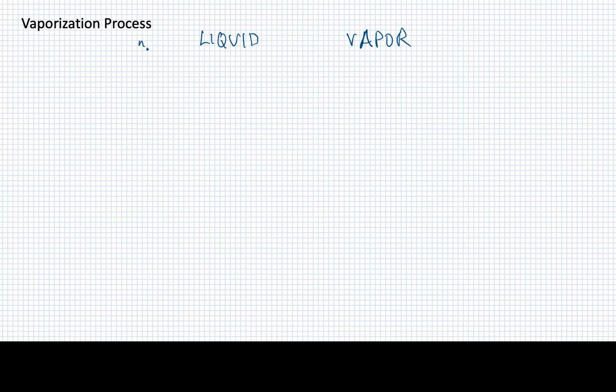I start off with N sub L moles of the liquid, and I start off with N sub V moles of the vapor. What I'm interested in is, if I take some small amount of moles, which I'll call little dn, and move them from the liquid phase to the vapor phase, how does that change the Gibbs energy? Part of what I need to realize is that my total Gibbs energy for this system is going to have two components: one due to the Gibbs energy of the liquid, and another due to the Gibbs energy of the vapor.